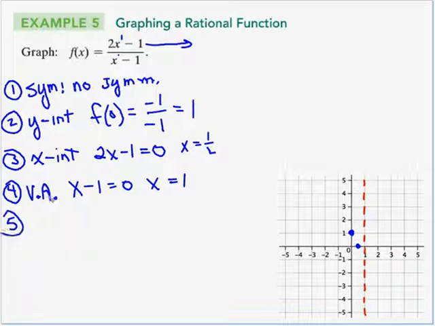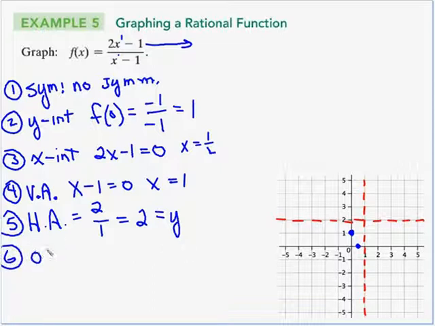Number 5, horizontal asymptote. And we use our rule. I see a tie, x to the first in the numerator, x to the first in the denominator. So we use our leading coefficients. 2 over 1 equals 2, or y equals 2 is our horizontal asymptote. So our asymptotes are falling into place. Step number 6 is plot some other points in between the asymptotes and the x-intercepts.